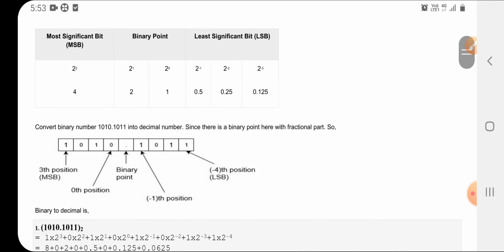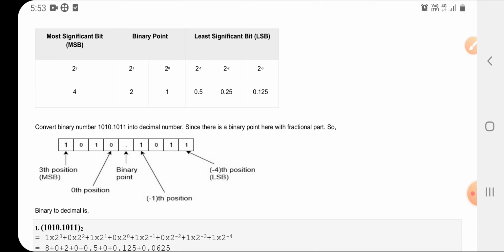Okay, so convert binary number 1010.1011 into a decimal number. Since there is a binary point here with a fractional part, they have given a binary number and they have written it, you see.